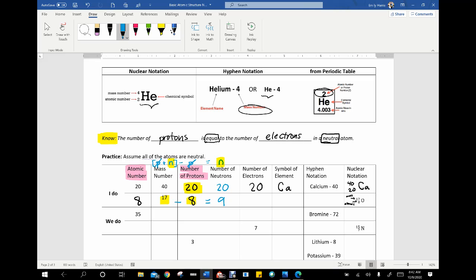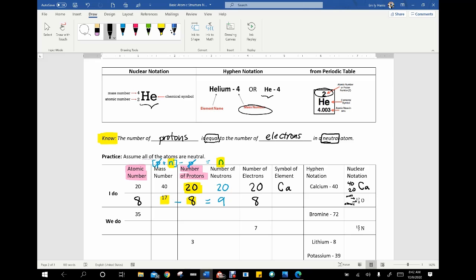Now we want to work with our number of electrons. Again, we're just assuming that these atoms are neutral. So if that's the case, the protons, which are positive, should be equal to the electrons, which are negative. So 8 protons should equal 8 electrons.